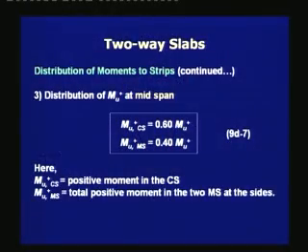Third, the distribution of Mu plus at midspan. The column strip gets 60% of the positive moment and the middle strip gets 40% of the positive moment. Again, note that for the middle strip, the Mu plus Ms represents the total positive moment in the two middle strips at the two sides.